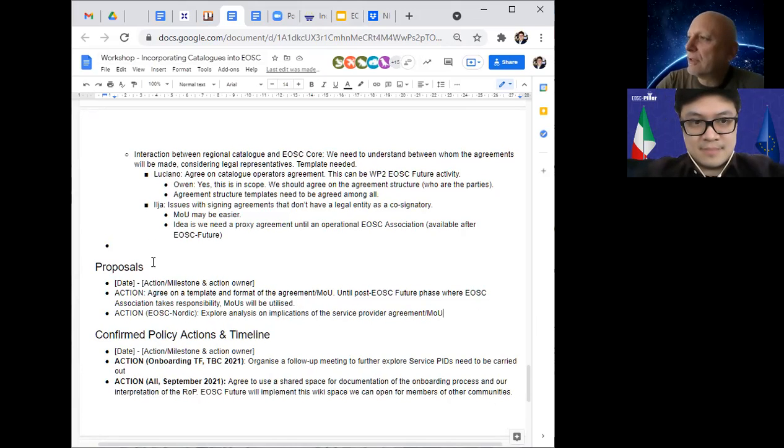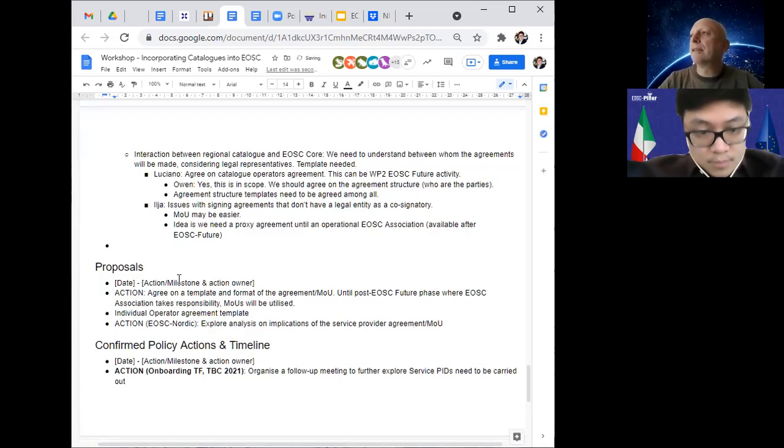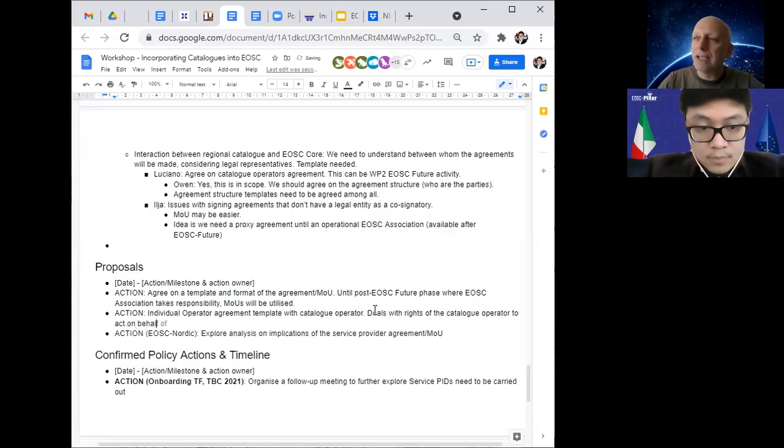But for the EOSC Future WP2 activities, I think that the definition of a template of the other agreement that should be signed by the individual operators of the catalogs with their service providers, in my opinion, could be really helpful. Of course, each catalog could go its own way, but if we would be able to agree on a template also for this, it could be very helpful. So this should be an agreement between the catalog operators and the service provider, which should deal with the rights the catalog operator has to act on behalf of the service provider, specifically when they will be transferring information from the national or regional catalog to the EOSC-1.